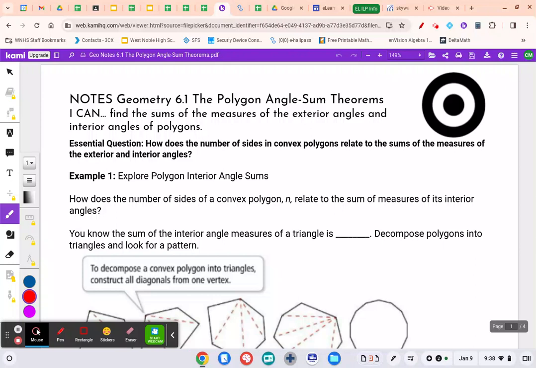Good morning. Today you guys are going to be learning about the polygon angle sum theorem, and your learning target is I can find the sums of the measures of the exterior angles and interior angles of polygons. Today we're going to only discuss exterior angles, and tomorrow we will discuss interior angles.